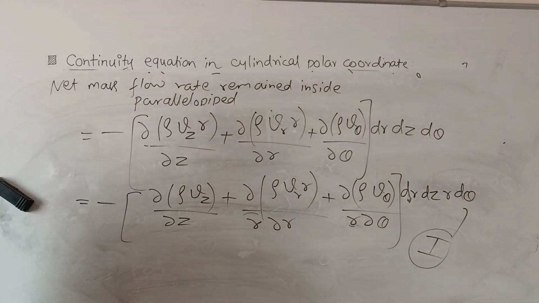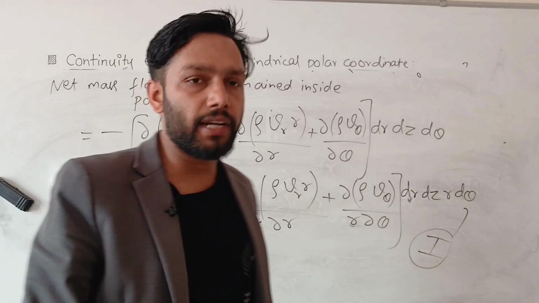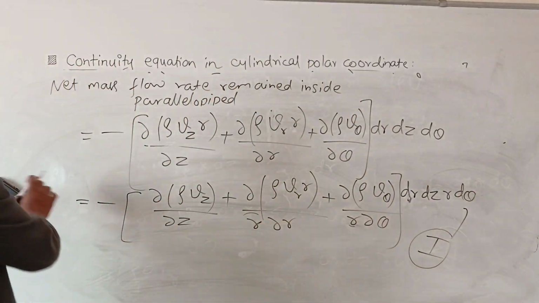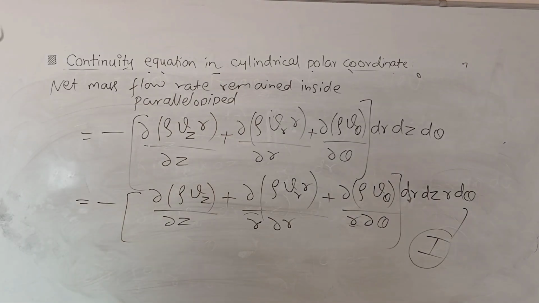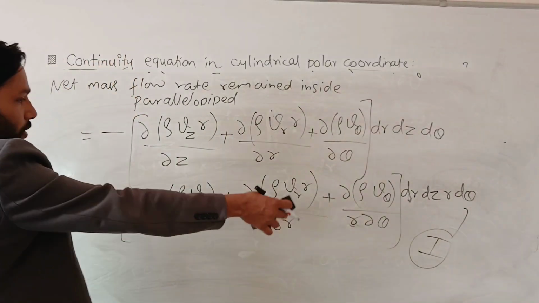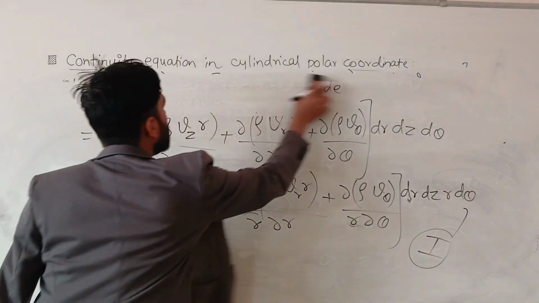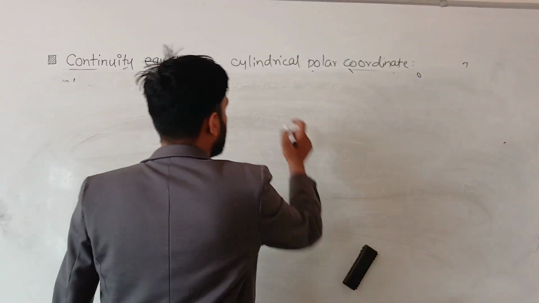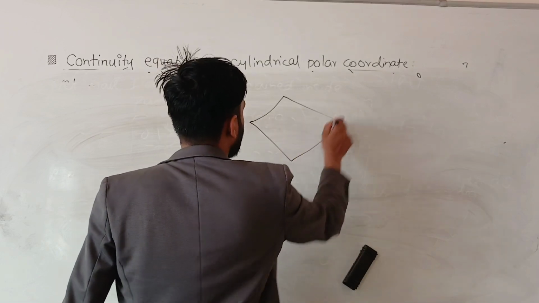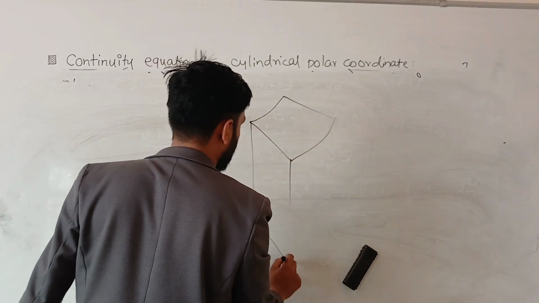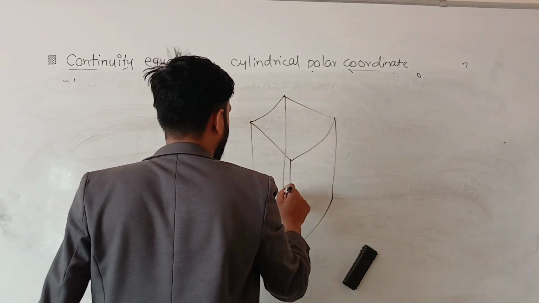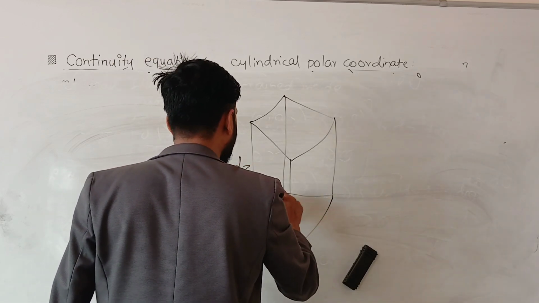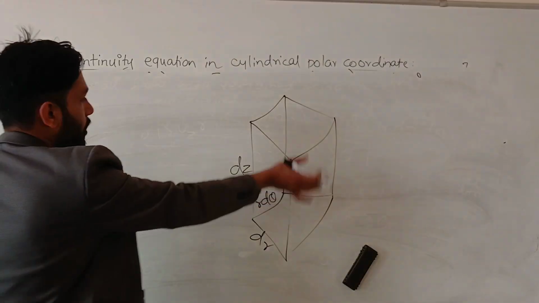This is the net mass flow rate remaining inside the parallelepiped. You can also find the net mass flow rate directly by considering a small parallelepiped as a control volume. So let's find that directly and equate it with this equation. For this I have to draw a small parallelepiped again. The small parallelepiped is like this, with dz, dr and r d theta. This is the parallelepiped we have been considering.